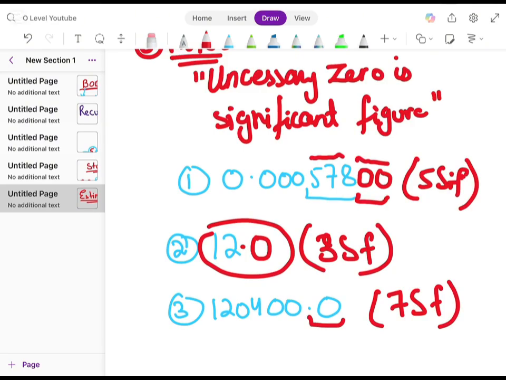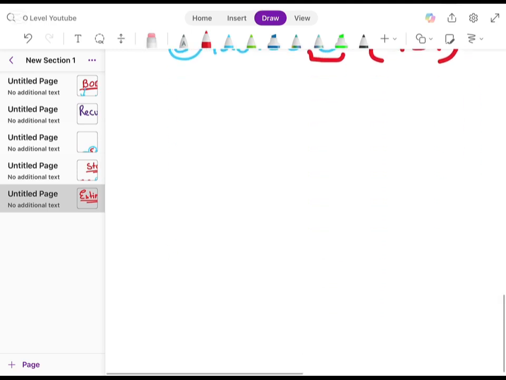So I hope the rules are clear to you, because if the rules are not clear, then it will be difficult for you to understand the past paper question. So I hope everything is clear to you. Still, if you have any confusion, you can just comment. I will try to answer you as soon as possible. Now we'll see some rounding off.